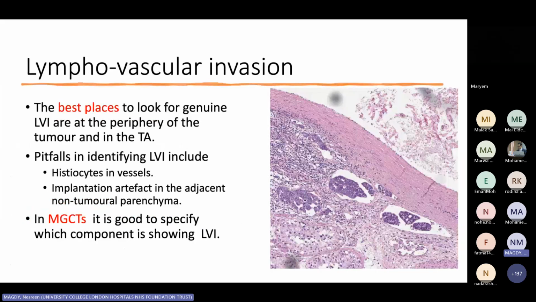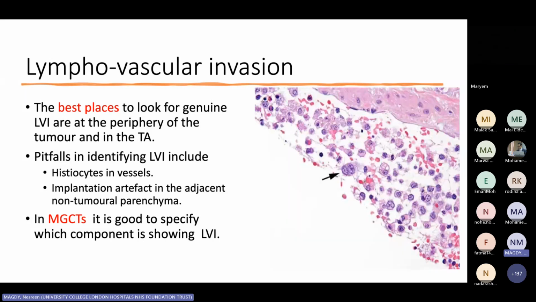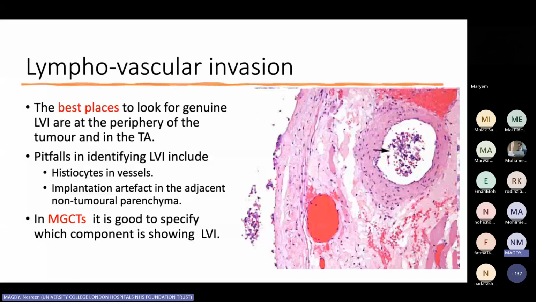So lymphovascular space invasion is best seen at the periphery of the tumor and under the tunica albuginea. But even in the AJCC description, if there is a very obvious lymphovascular invasion seen within the tumor, this counts as lymphovascular invasion. And there are some famous pitfalls in identifying lymphovascular invasion, including the presence of histiocytes within the vessel lumen. And this can be easily identified by using some immunostaining.